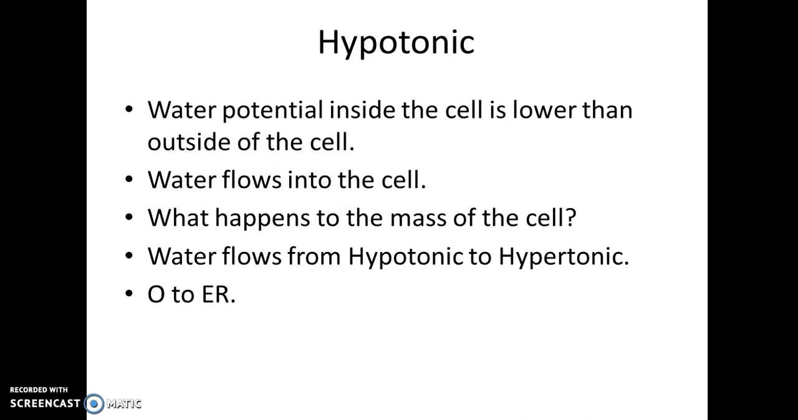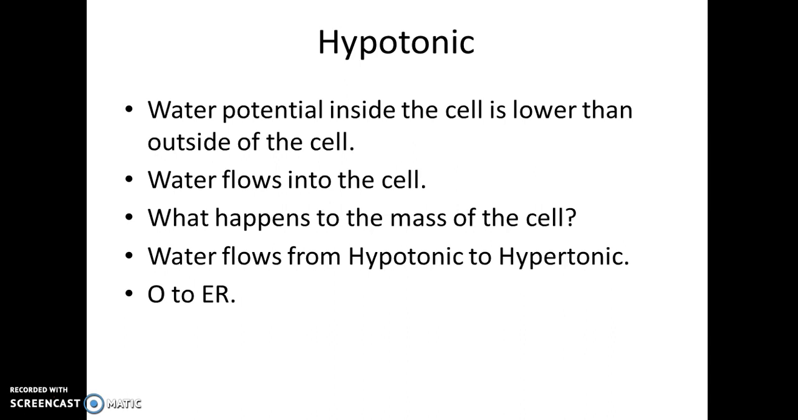Hypotonic means that the water potential inside of the cell is lower than the outside of the cell. Since water flows from a high water potential to a low water potential, the water flows into the cell, which increases the mass of the cell. Remember, water always flows from hypo to hypertonic. It's always O to Er.